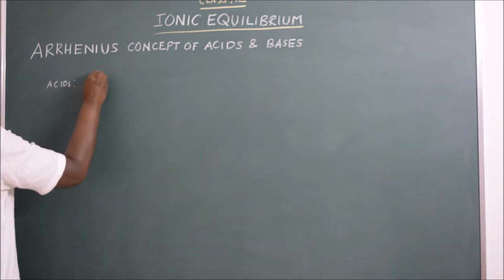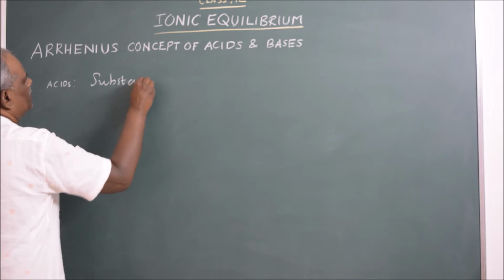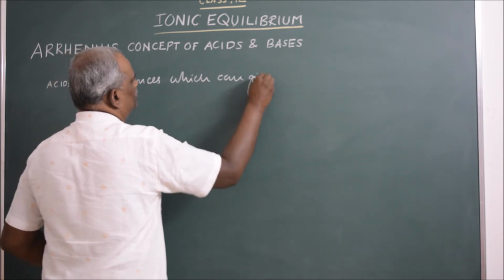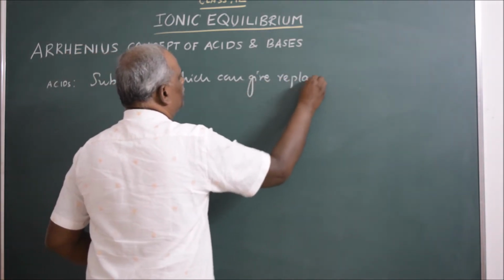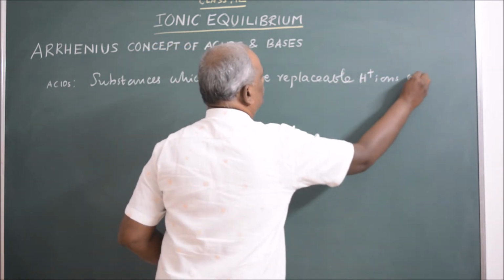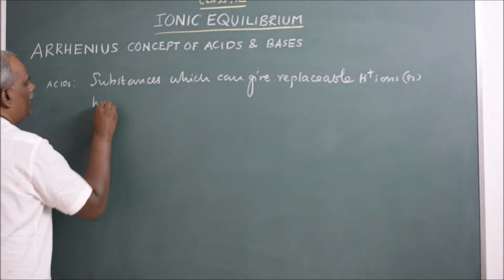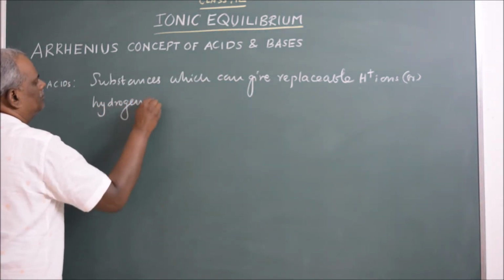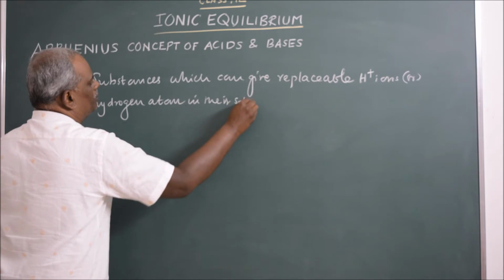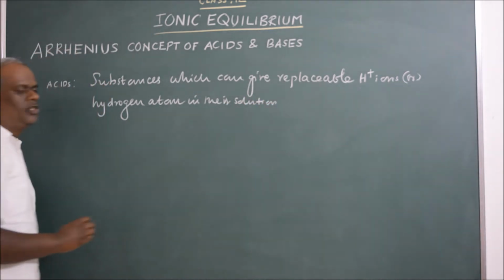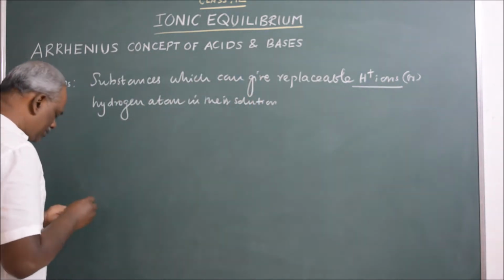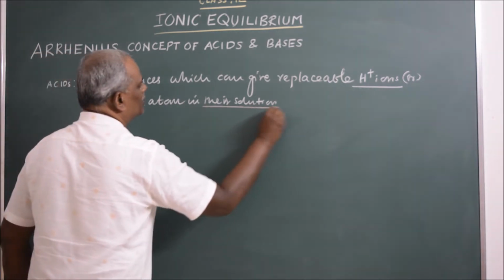Acids are the substances which can give replaceable hydrogen plus ions or hydrogen atoms in their solution. Very simple. What are all the substances which can form hydrogen plus ions in their solution are said to be acids.